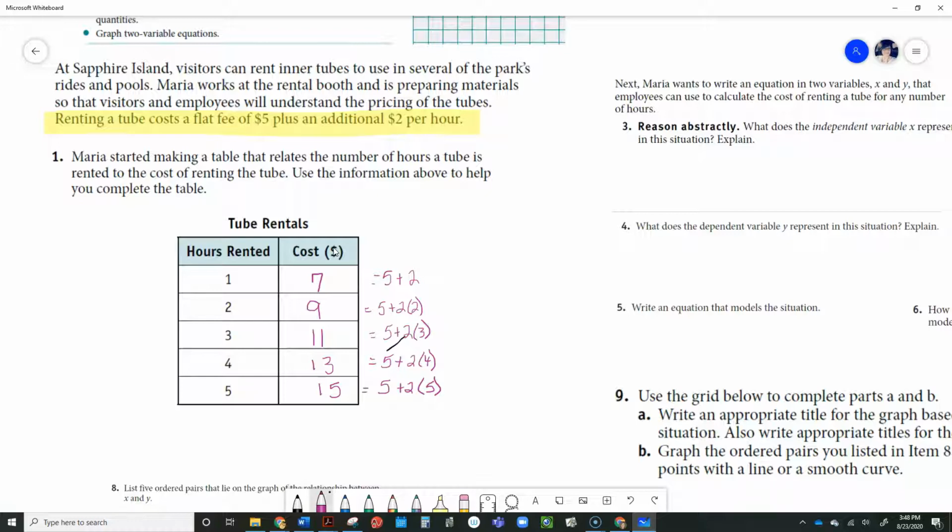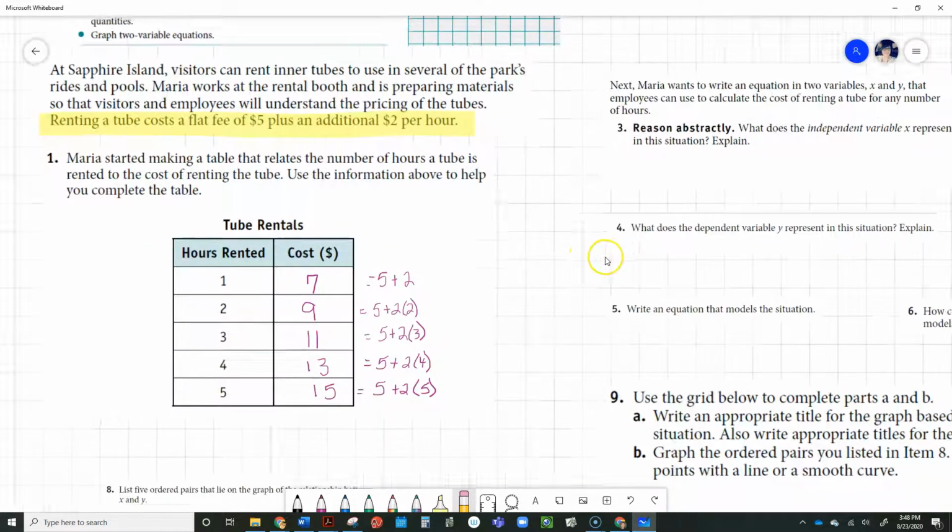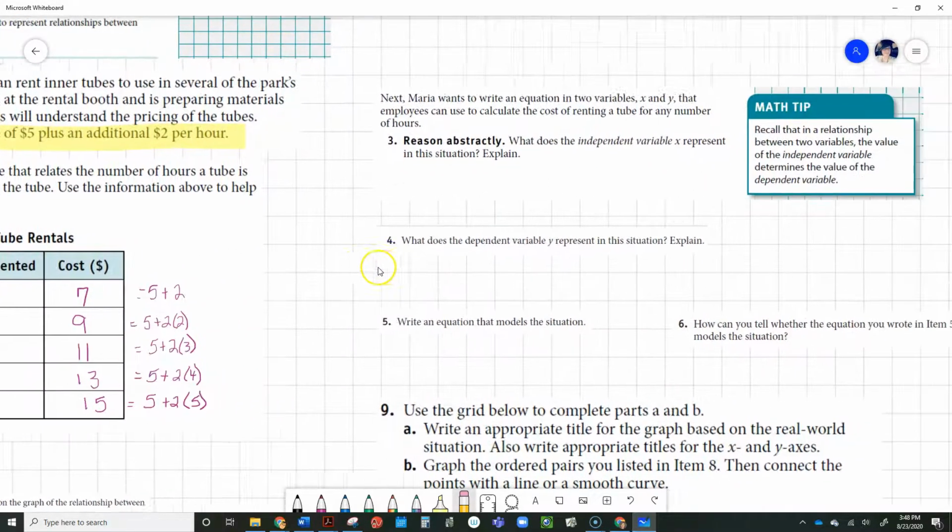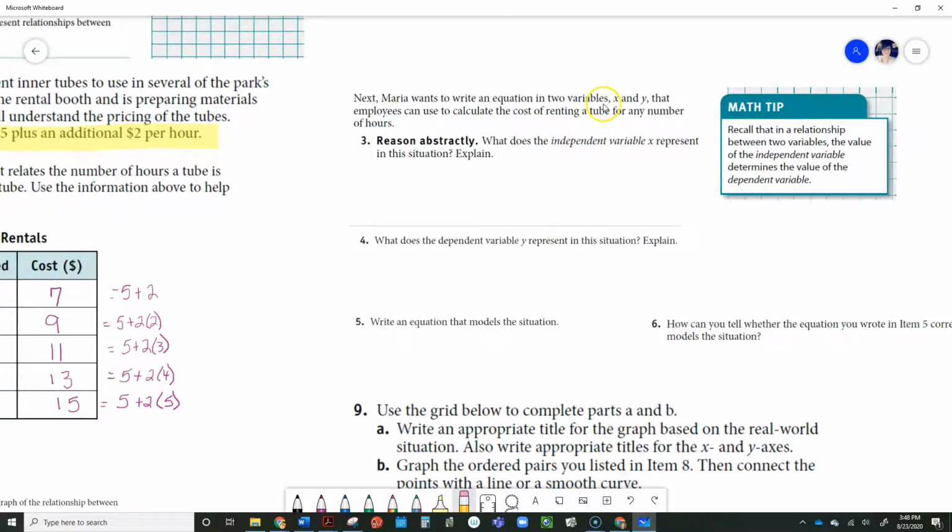All right, then the next thing they want to do is talk about, here they labeled this hours rented and cost. They're using words. You guys know in algebra we always use variables. So it says she wants to write an equation. She wants to use x and y in the equation. And she's going to use x. X is going to be the independent variable. And what would it be in this situation?